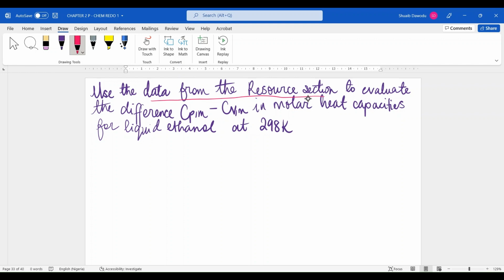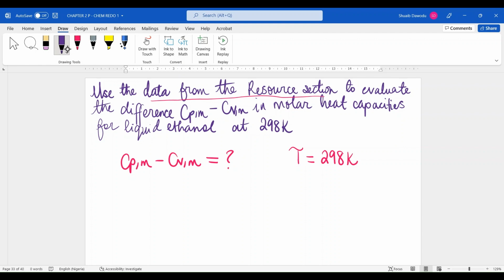So we're told to use the data from the research section to evaluate the difference Cp,m minus Cv,m, where Cp,m is the molar heat capacity at constant pressure and Cv,m is the molar heat capacity at constant volume. We're supposed to solve for this for liquid ethanol at 298 Kelvin, so we know the temperature we're solving at is 298 Kelvin.